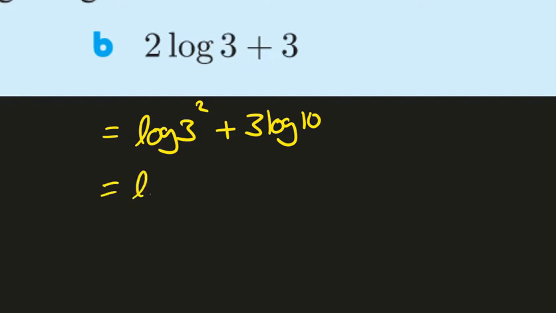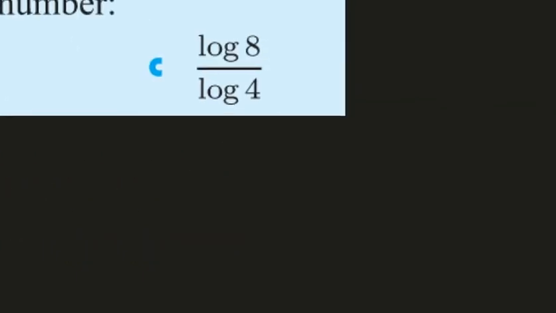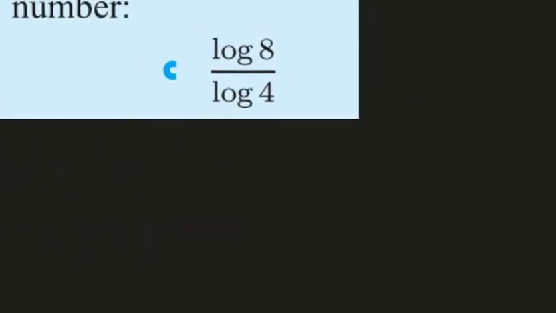Okay, so we can definitely write 3 squared as 9. And then if we bring that 3 up, we'll have log of 10 cubed. And 10 cubed is 1,000. So we can now bring them together with the first law. That's going to be log of 9,000. There we are. Right, last one's a bit tricky. Let's see if we can do this as well.